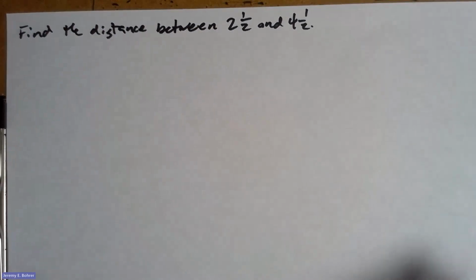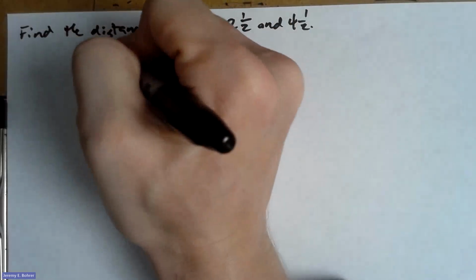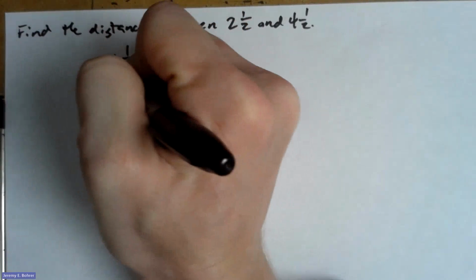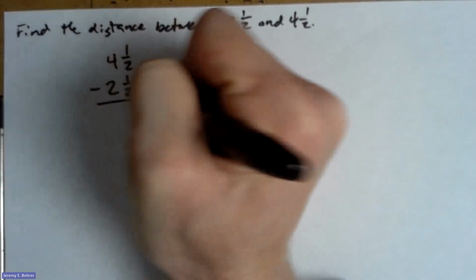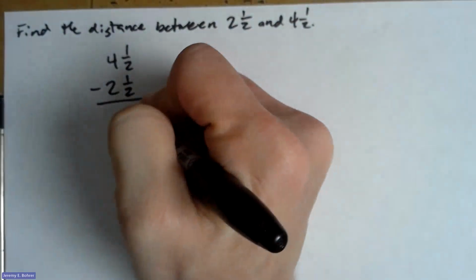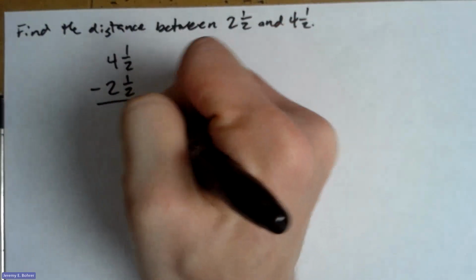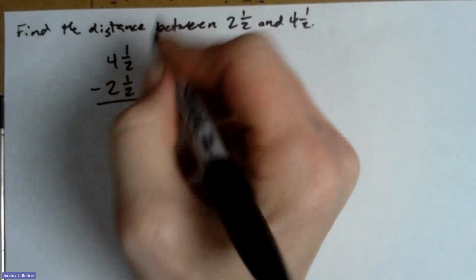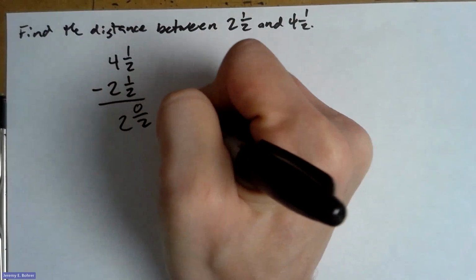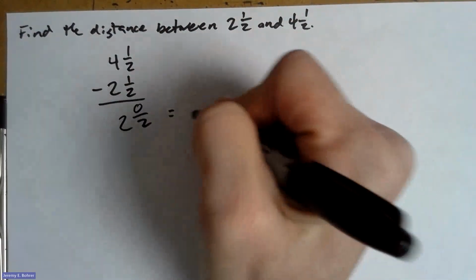Now we're asked to find the distance between 2.5 and 4.5. To find the distance between any two points, all we have to do is subtract. We take the larger number, 4.5, and subtract the smaller number, 2.5. Well, the halves subtract, and we're left with 0 halves. And then we do 4 minus 2, and that's just 2. So this is a distance of 2.